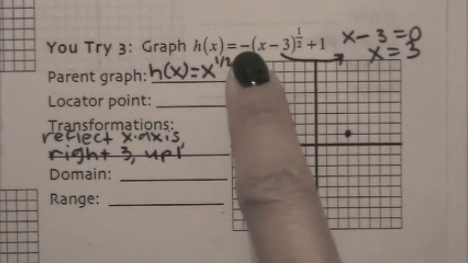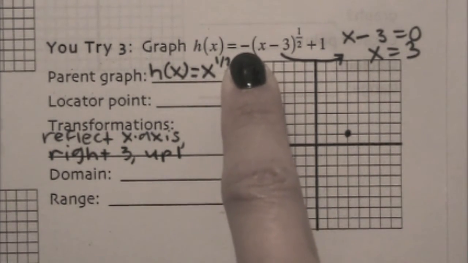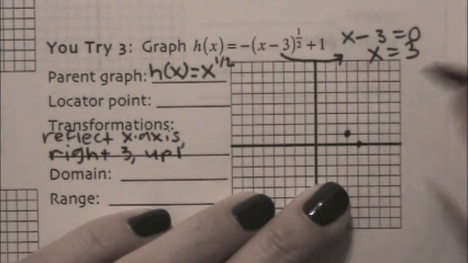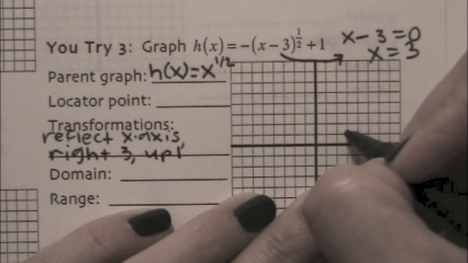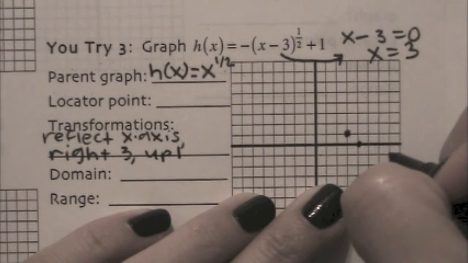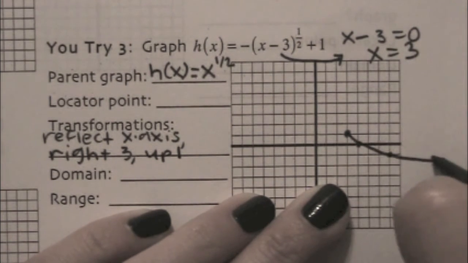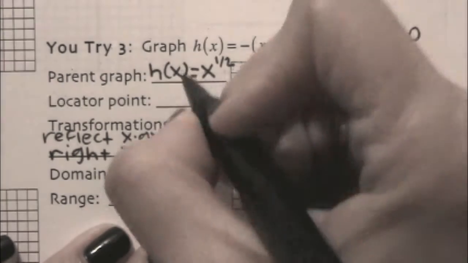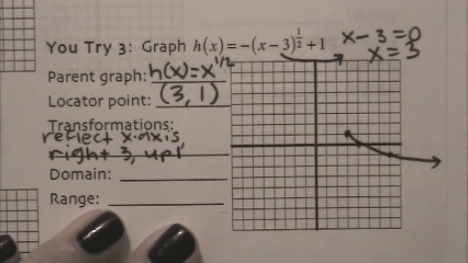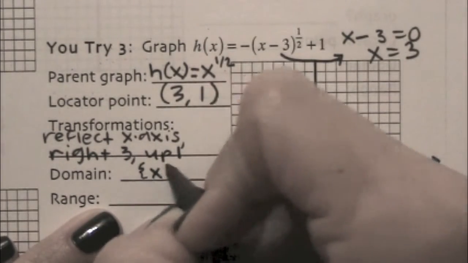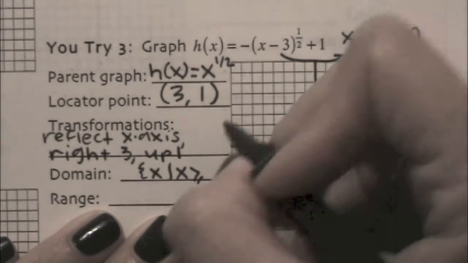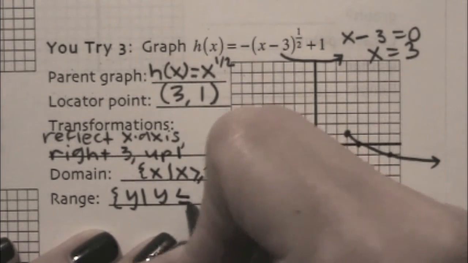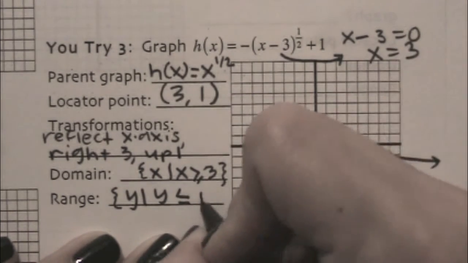And again, because of the negative in front, we're not going to shift, but we're still going to move to the right, but this time we're going down. So we'll go right 1, down 1, go back to the locator point, go right 4, down 2. So let's list that locator point. It's (3, 1). Domain: x such that x is greater than or equal to 3. Range: y such that y is less than or equal to 1.